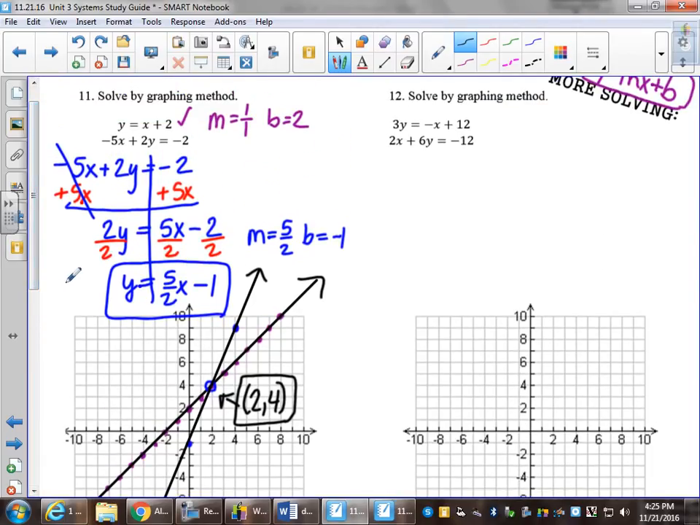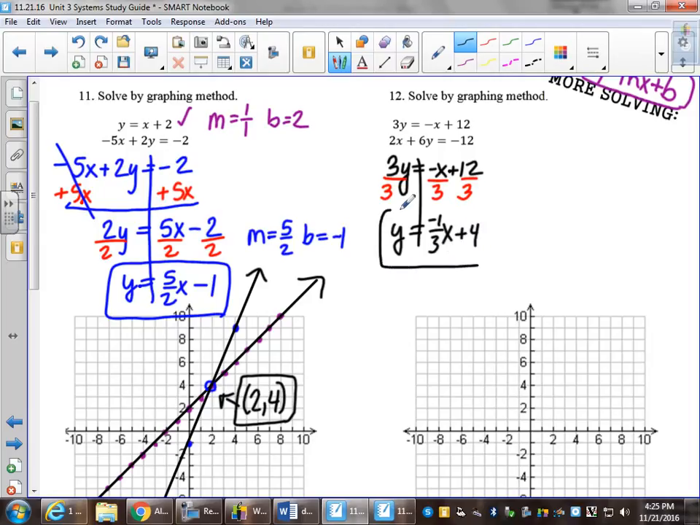Number 12. Neither of these is ready to graph quite yet. Let's take them one at a time. So 3y equals -x plus 12. We'll do that one first. It's close. We just need to divide each term by 3 to get y by itself. So that gets us y equals -1/3 x plus 4. Keep an eye out for something like this on the test.